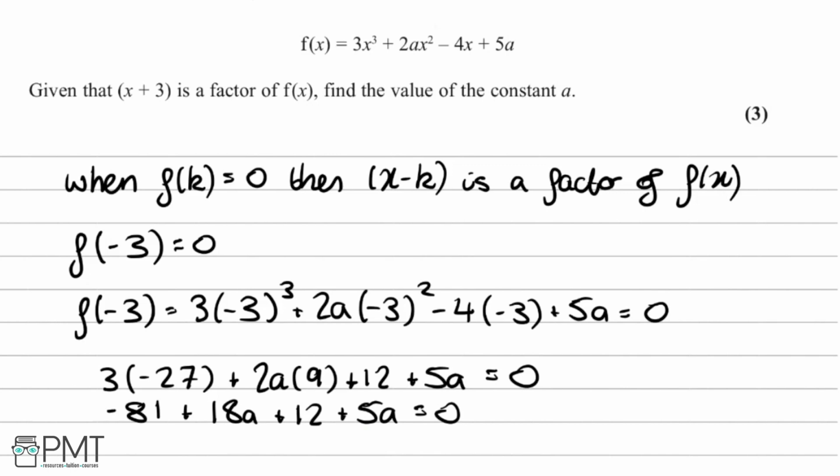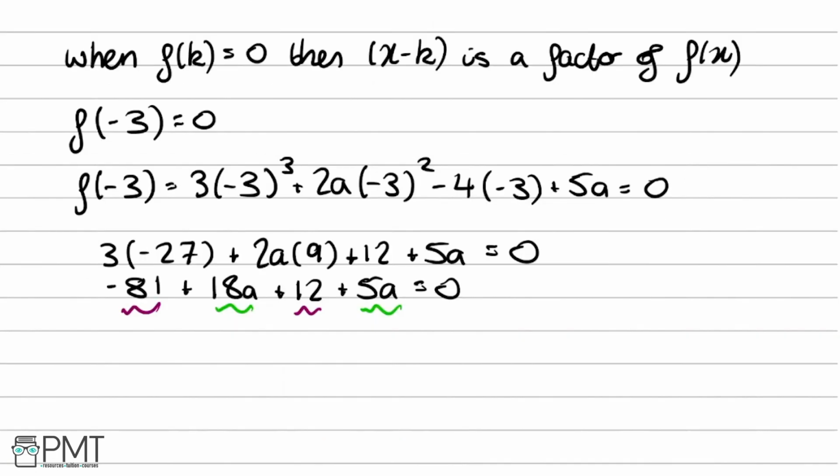So now what we can do is collect like terms. We can collect together both the a's and both the constants. Adding the minus 81 and the 12, we get minus 69. And then the 18a and 5a, we get plus 23a. And that all equals 0. So now we're going to solve this to find the value of a.